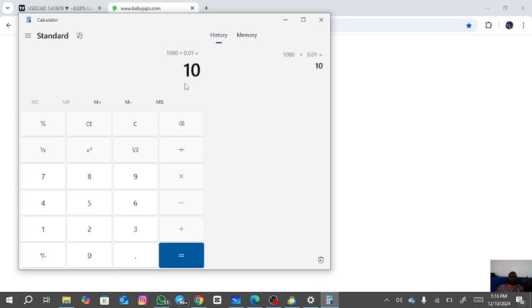As you can see, it's $10. So $1,000, 1% of $1,000 is $10, right? So I'm willing to risk $10 on this trade. So right now my stop loss is 34 pips, right? And I'm willing to risk $10.